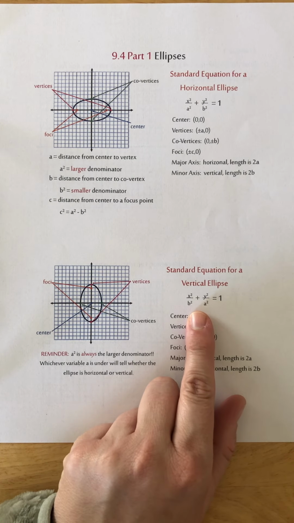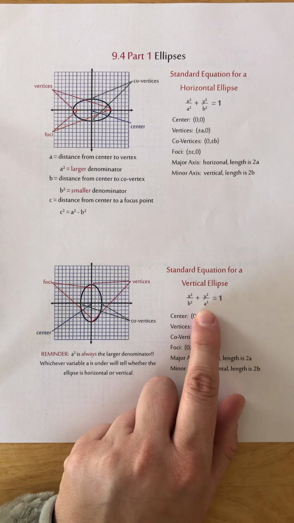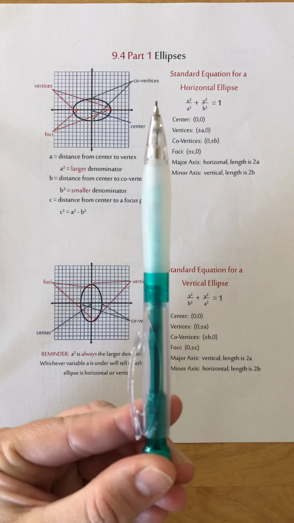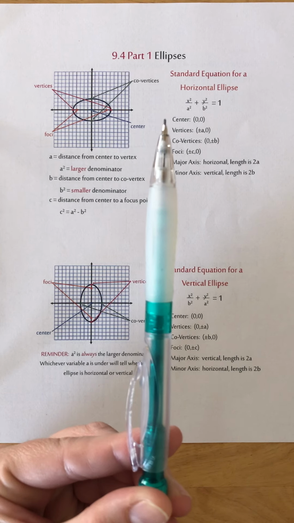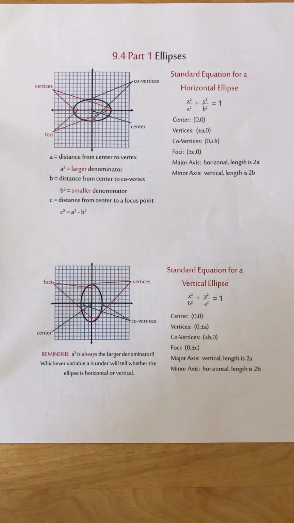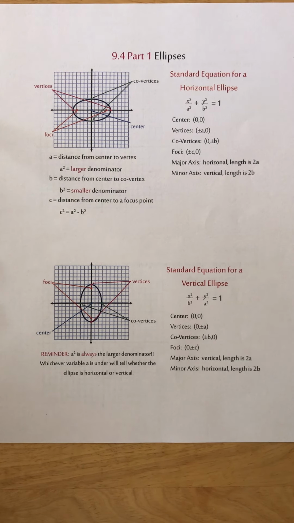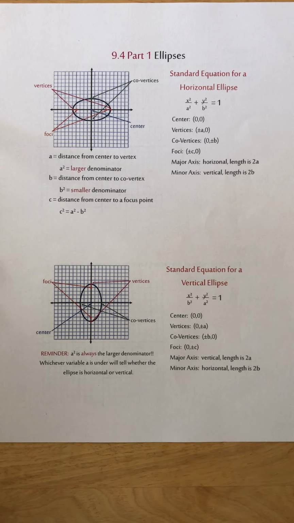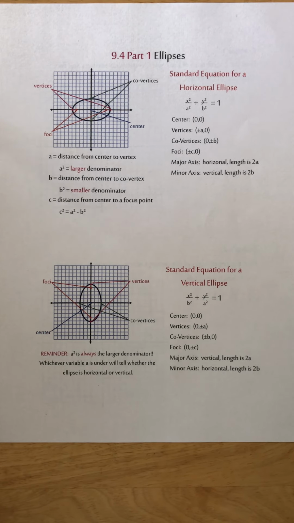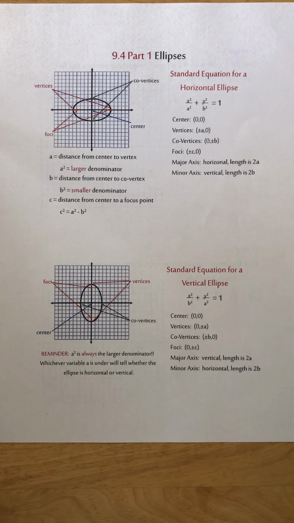Whereas if we look down here at the vertical ellipse, notice that the A squared is underneath the Y variable. And think about the Y-axis. It goes up and down. And if A squared is bigger, that's why this particular ellipse is going to be a vertical ellipse. It's going to be stretched in that direction. So your A squared, if it's under the X, it's going to make it wider. If your A squared is under the Y, it's going to make it taller. So that's how you know the difference between the horizontal ellipse and the vertical ellipse. So the A squared is always the larger denominator. The B squared is always the smaller denominator.